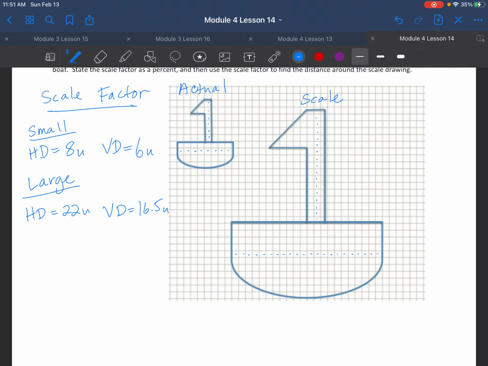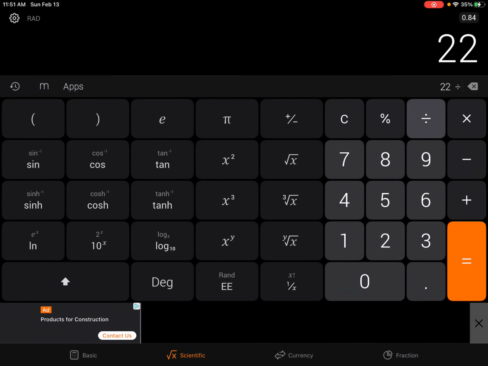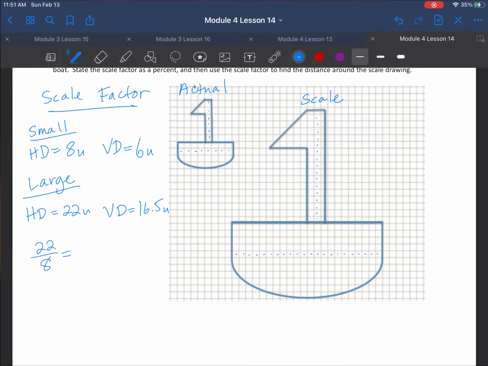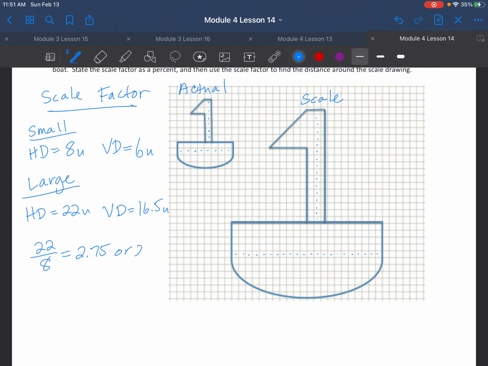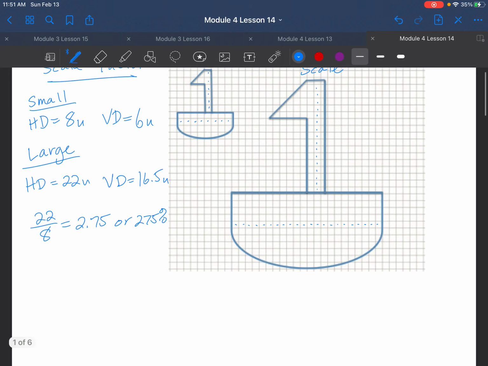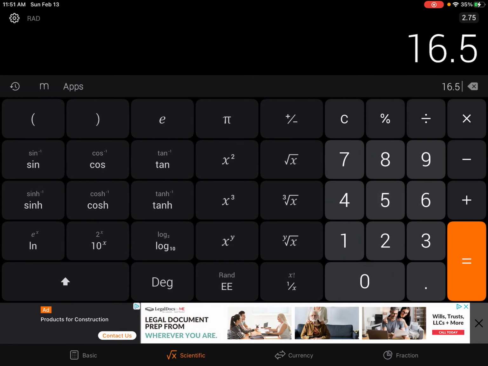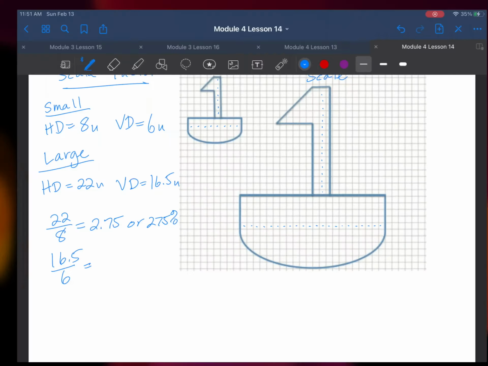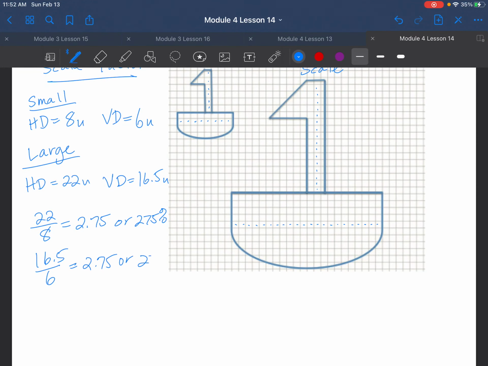All right, so now we have our measurements. Now we need to figure out what the scale percentage is. So we take our scale drawing and divide it by the actual, so that would be 22 divided by 8, the horizontal distance divided by the horizontal distance of the smaller one. 22 divided by 8, let's see what that is. 2.75, or 275%.